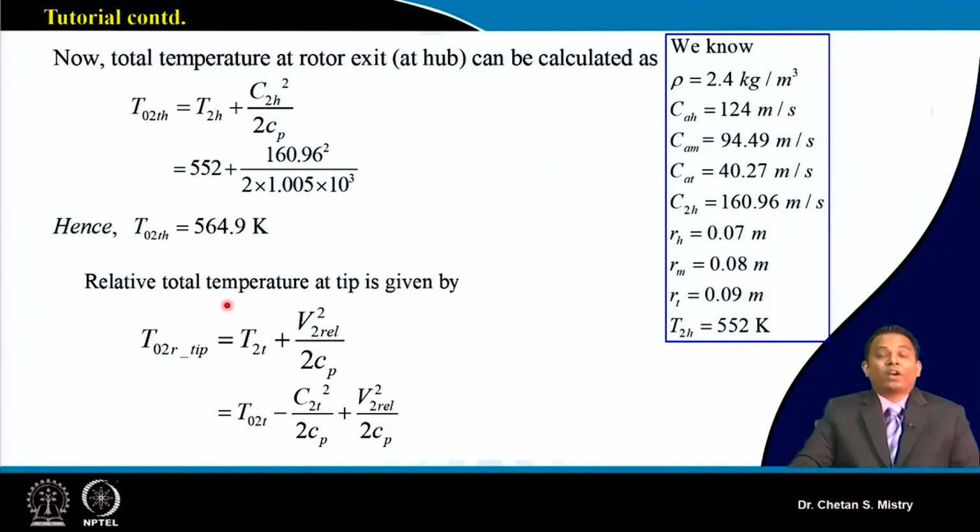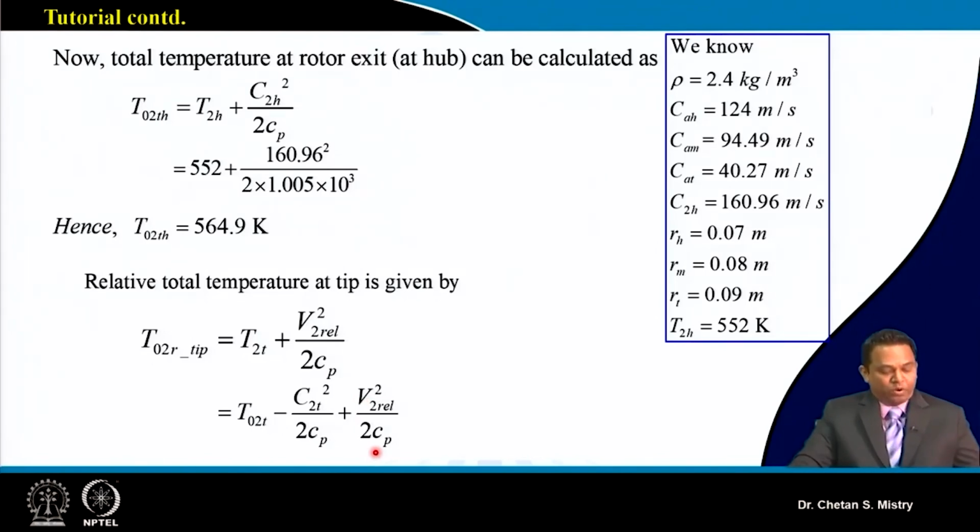Okay. Now what exactly are we looking for? That is my relative critical Mach number, and that's the reason we must have the relative total temperature. So we can write down here, this is given by my static temperature at the tip plus my relative velocity at the exit of my rotor, V2 square by 2Cp. You can understand my static temperature at the tip can be rewritten as T02 minus C2 square by 2Cp, plus V2 square by 2Cp.